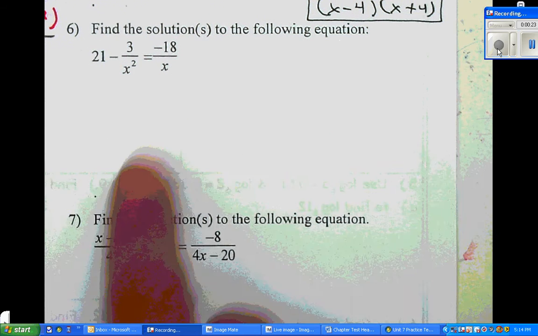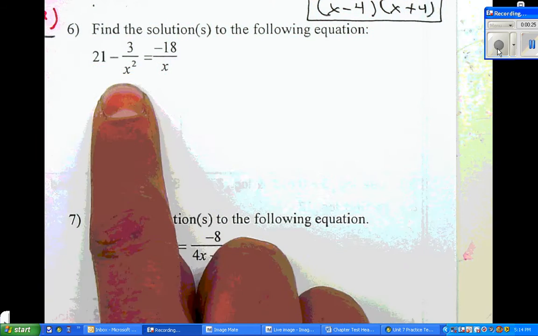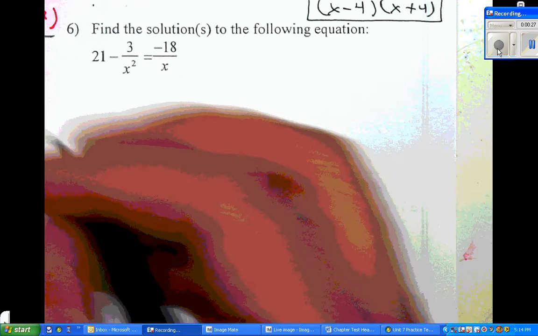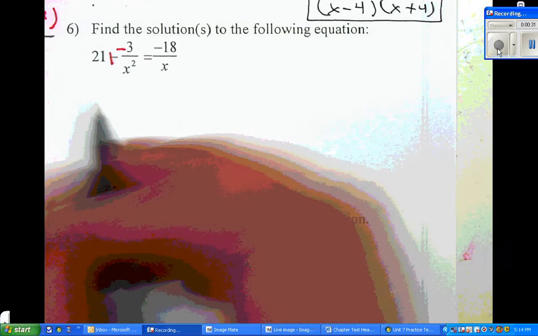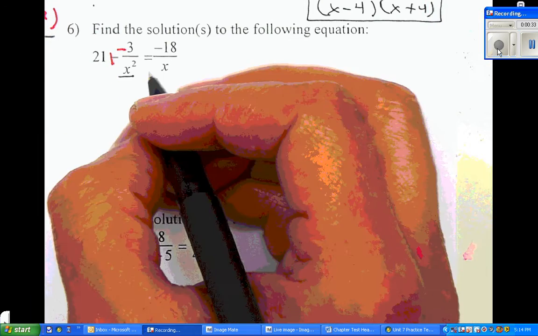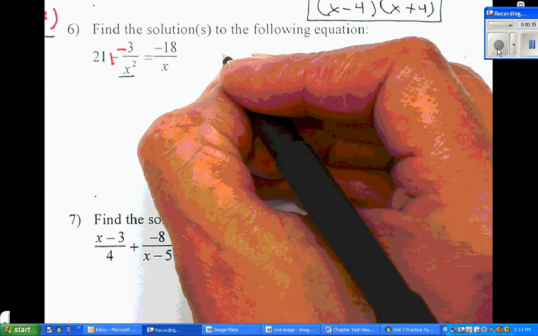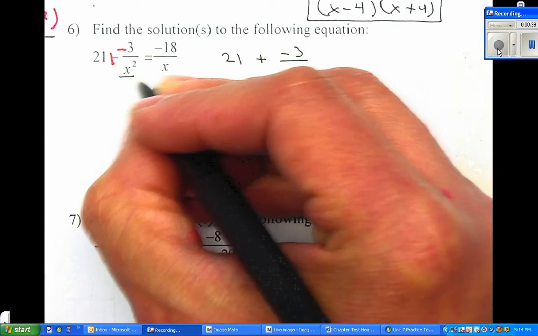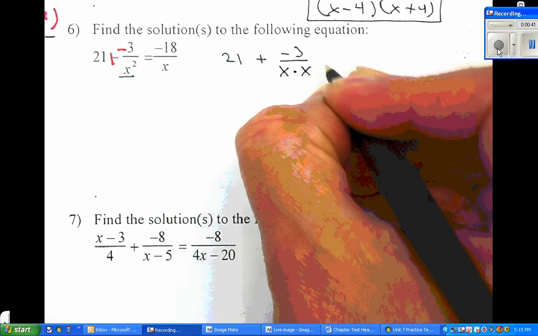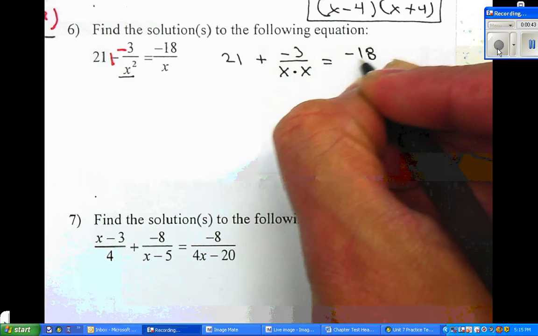So factor out the x squared, and actually the first thing that I should do, I should change this to an addition, that one to the opposite. I'm going to factor the denominator. This is the only denominator that can be factored out. So I have a 21 plus negative 3. On the denominator will be just x times x. It's equal to negative 18 over x.